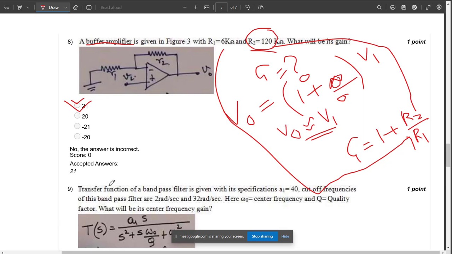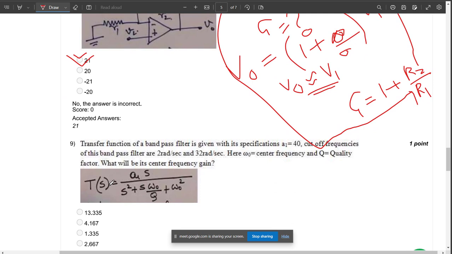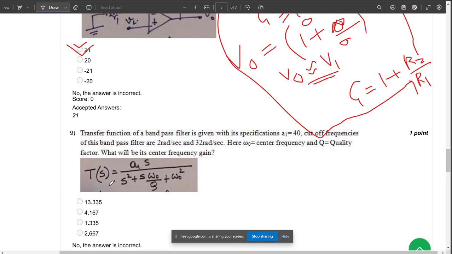Okay, let's go ahead and try to solve question number 9. Question 9 says the transfer function of a band pass filter is given with its specifications. A1 equals 40. Cutoff frequencies are 2 radian per second and 32 radian per second, omega naught is the center frequency, Q is the quality factor. What will be the center frequency gain? So now you have to find the gain at the center frequency, omega naught. Omega 1 and omega 2 are given to you. A1 is given to you.